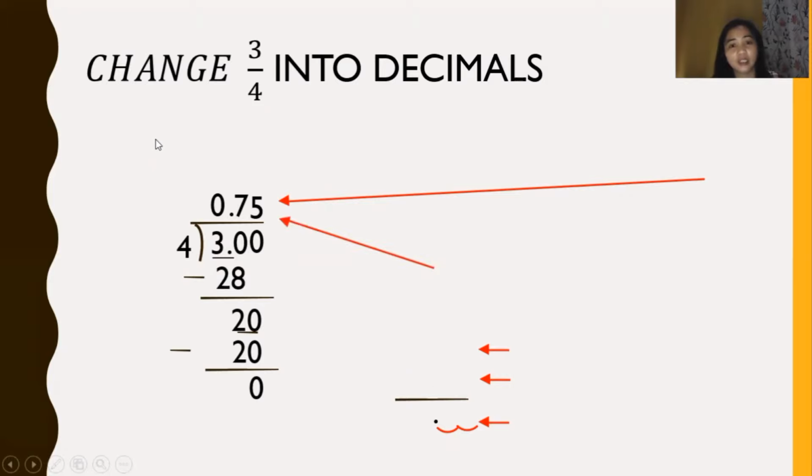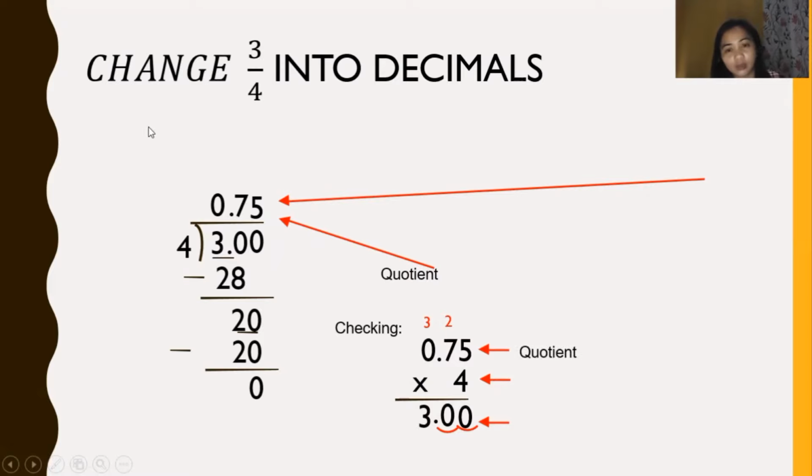So, pwede rin natin siyang i-check. That is the quotient. We have 75 hundredths times 4. We have 4 times 5 is 20. Carry 2. We have 4 times 7 is 28 plus 2 is 30. Carry 3. 4 times 0 is 0 plus 3 is 3. So this is our quotient, this is our divisor, and this is our dividend. So kapareha siya ng dividend natin dito.